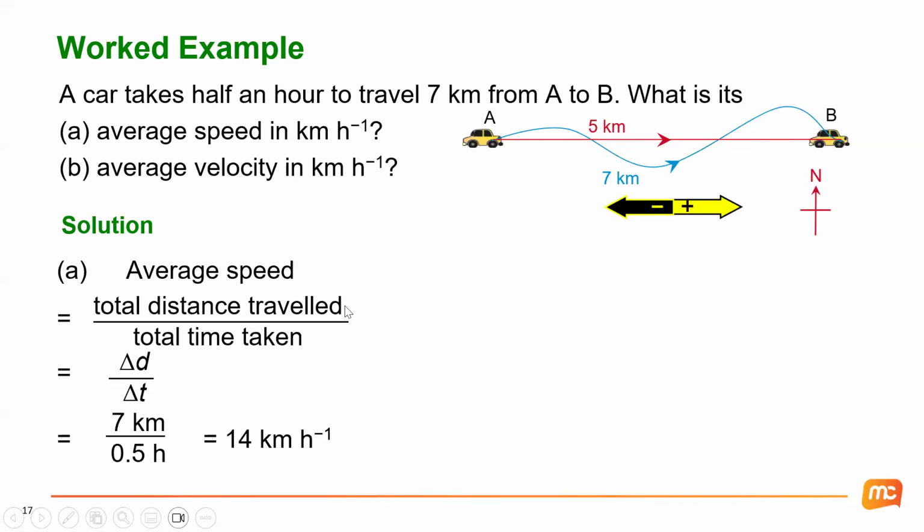Speed is a scalar quantity, so it's distance over time. So the total distance is 7 kilometers over the total time. The total time is half an hour, so it's 0.5 hours. So I will get 14 kilometers per hour.